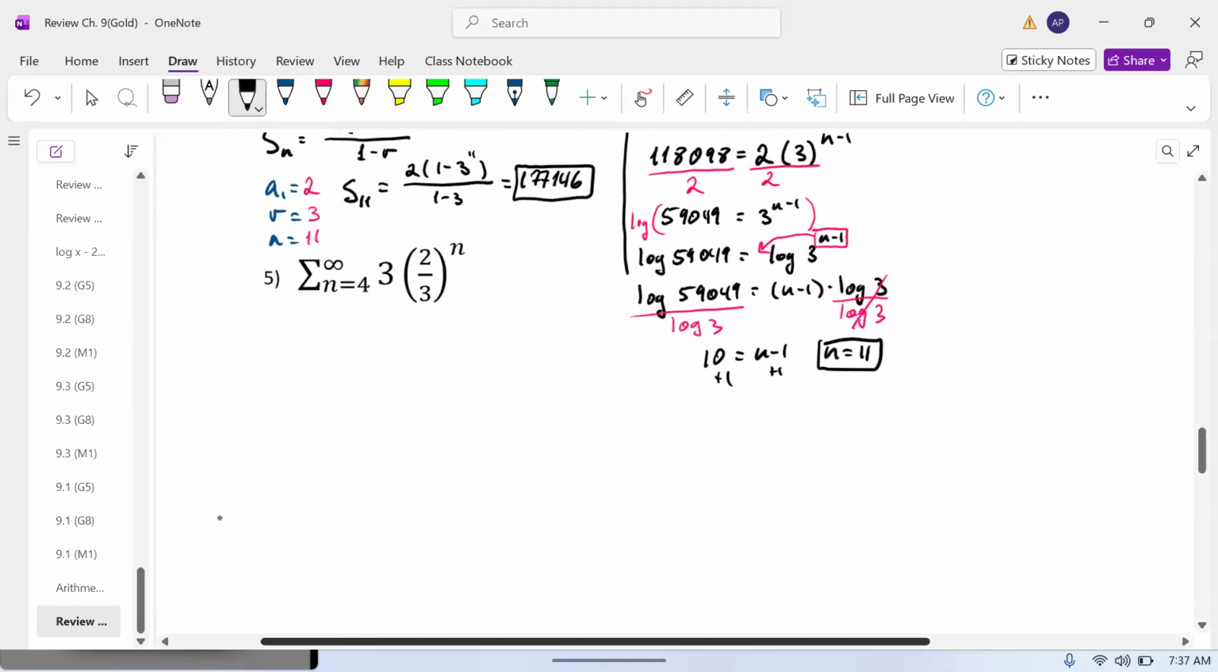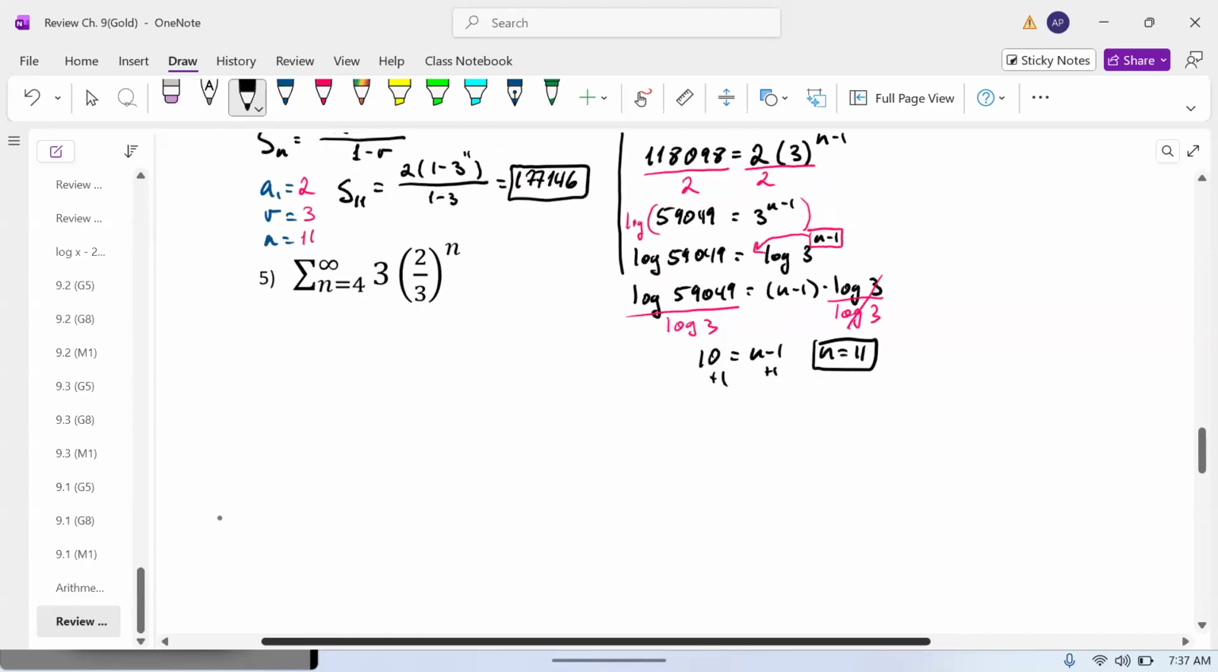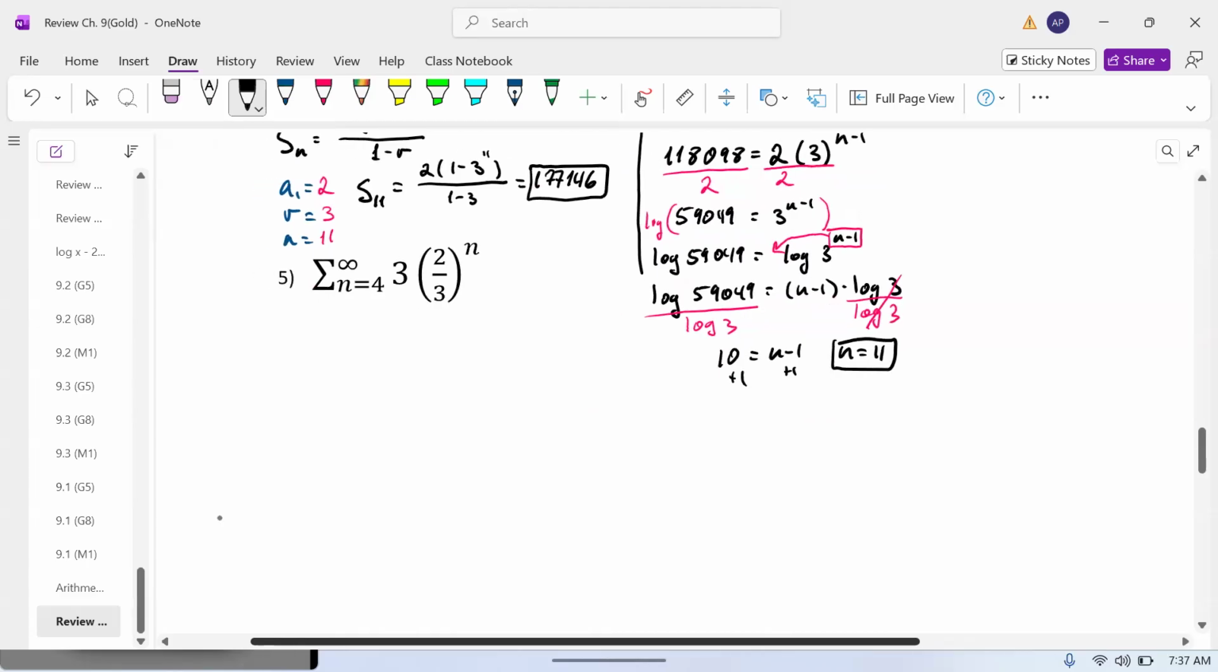Okay, let's continue. Now we have a sigma notation. So we have to evaluate the expression using sigma notation. And remember, sigma notation means sum. So therefore, we have some kind of series. And since it's a series, we have to determine what type of series this is. By looking at this expression right here, we see that it is an exponential expression. And if an expression is exponential, that means it's geometric. So it's a geometric series.